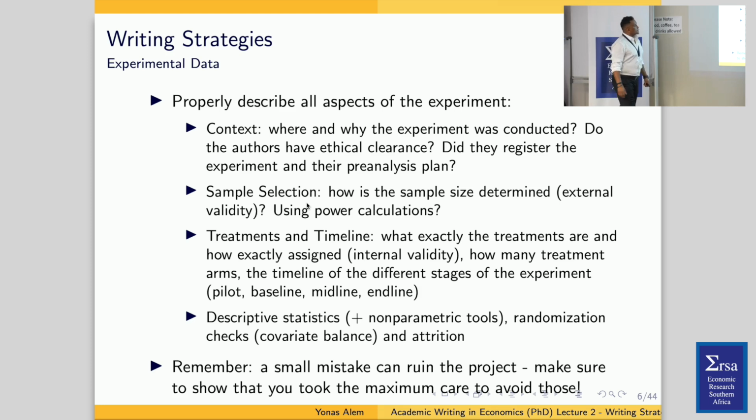Did the authors register the experiment in their pre-analysis plan? You have to register experiments before you implement them. You have to get ethical clearance, and also they have to be registered. If you don't do that, very simple, you're not going to be able to publish it in good journals. That's the bottom line. The reason is experiments are very sensitive.